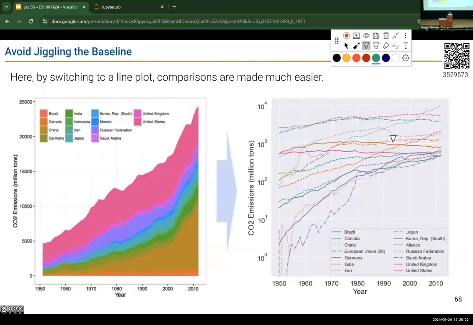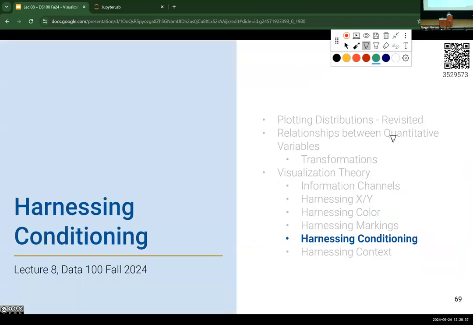We also don't like to stack stuff on top of each other. So here, it's really hard to compare the lengths when they're stacked on each other as opposed to just looking at each one of those individual lines plotted separately. So this is also another thing to consider.